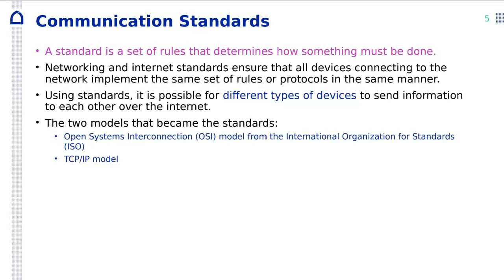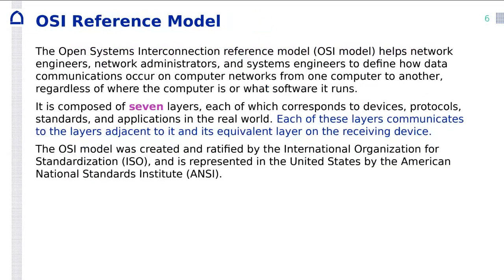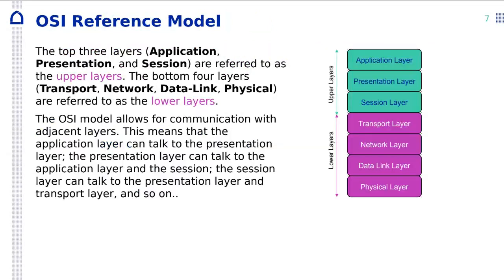We have two important communication standards, which are the OSI and TCP/IP models. OSI has 7 layers, TCP/IP has 4 layers. These are the layers of the OSI: application, presentation, session, transport, network, data link, physical. This is layer number 1 here, and then it goes up to layer number 7. The first 3 layers are called upper layers. The lower 4 layers are called lower layers.